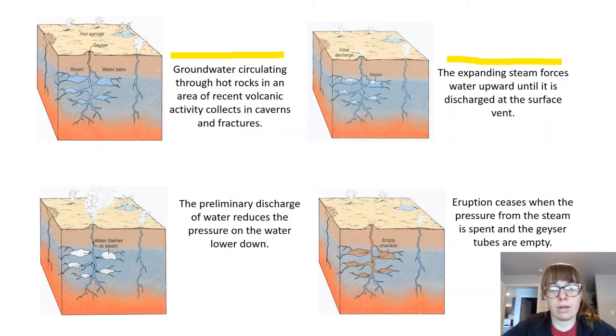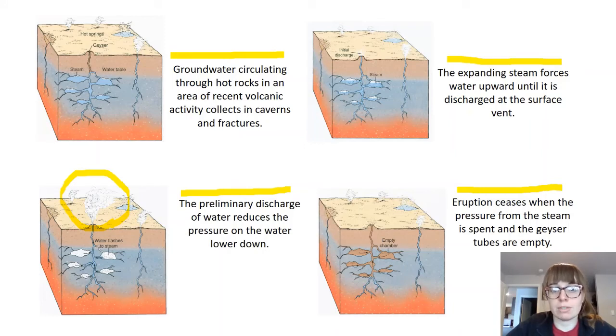And when that groundwater turns into steam, think of a tea kettle, right? You have expanding steam that's starting to force water upward until it is discharged at the system. And then once you force some water out, you're going to reduce that pressure. So we are erupting water out to try and reduce the pressure. And then once that pressure is decreased enough, your eruption is going to cease and all the steam has been released and the geyser tubes are empty.